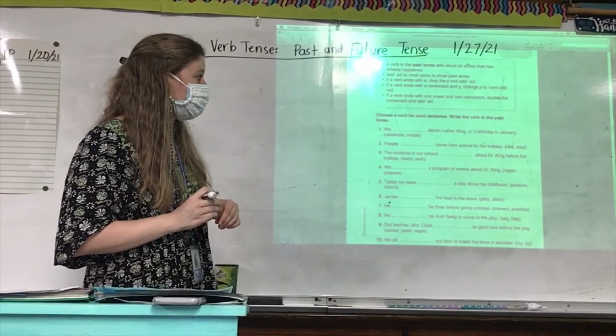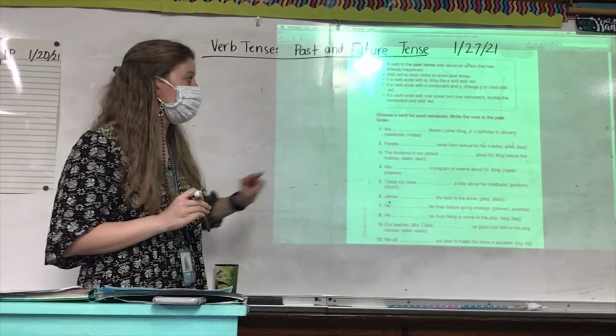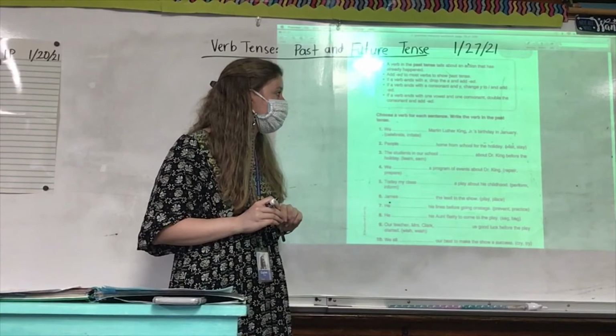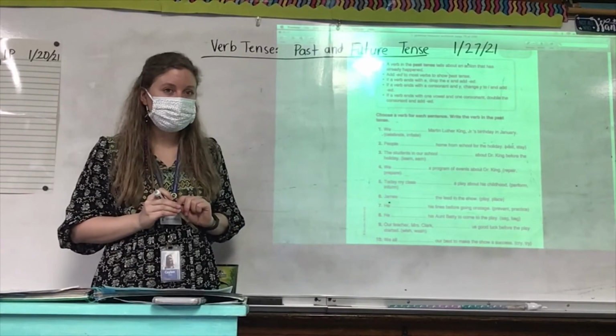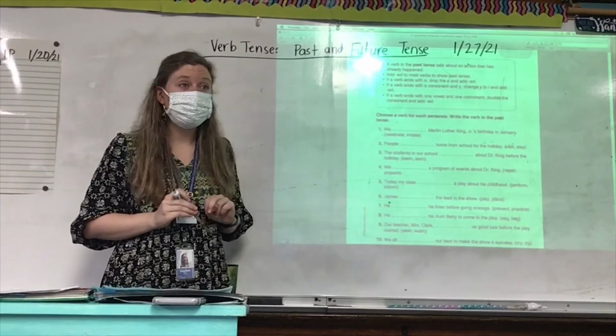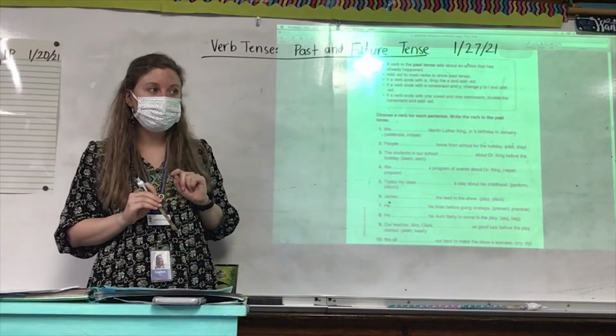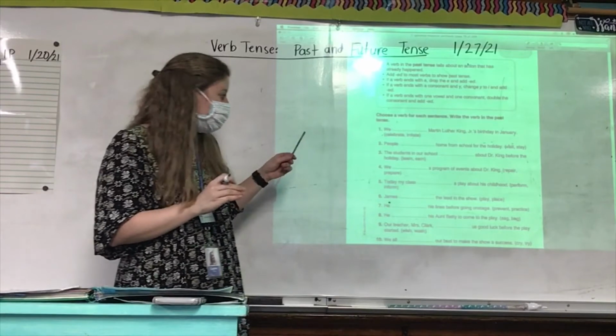Okay, let's see. So now we're ready to begin. What we're doing, choose a verb for each sentence. Write the verb in the past tense. Ooh. So we're going to be given 2 verbs. So not only are we working on vocabulary because we have to choose the correct verb, but we also have to make it past tense.